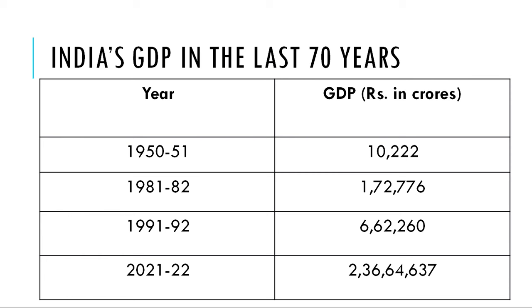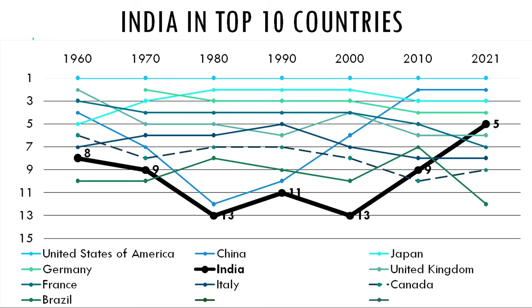When we compare with other countries, what did I tell you? It is generally made in dollars. So, hereafter, I calculated this: India in the top 10 countries, how you can perform in the last about 70 years. This graph is telling you a very interesting story.